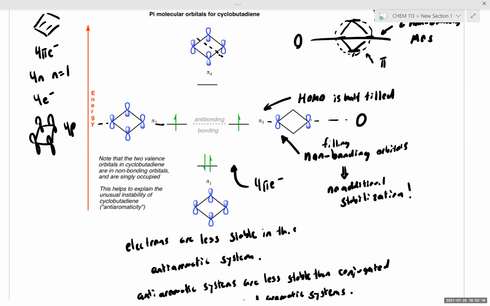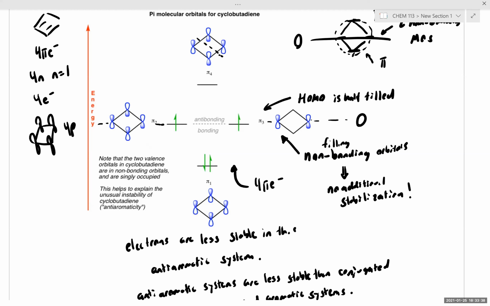Yes, that makes sense. Perfect. Any questions on anti-aromatic systems from the perspective of MO theory? So 2 things: half-filled HOMO orbital, and we typically end up filling non-bonding or anti-bonding orbitals.